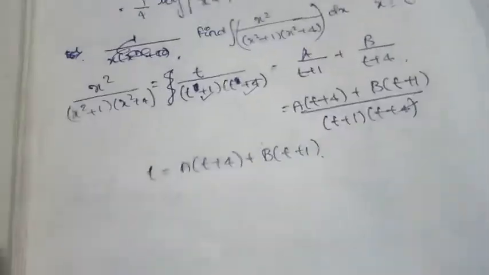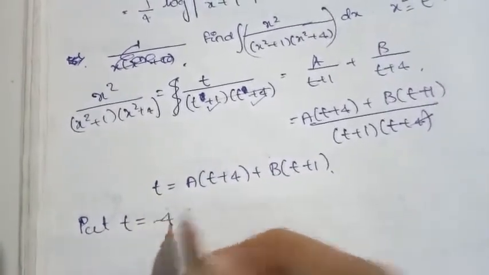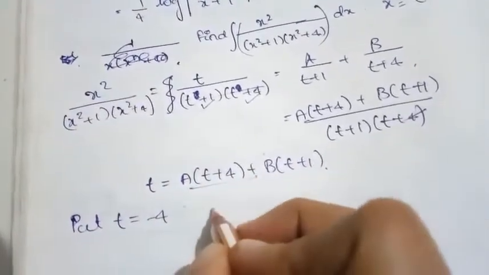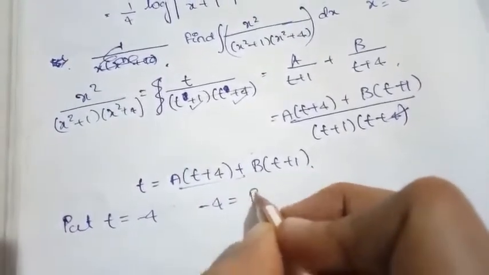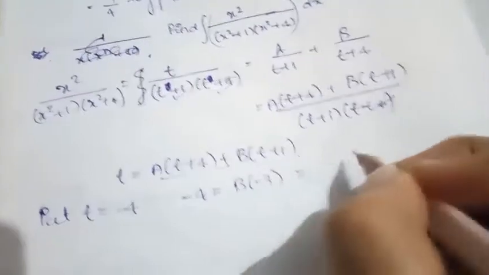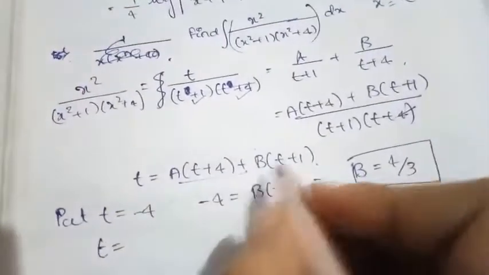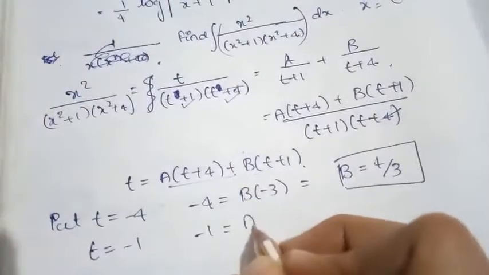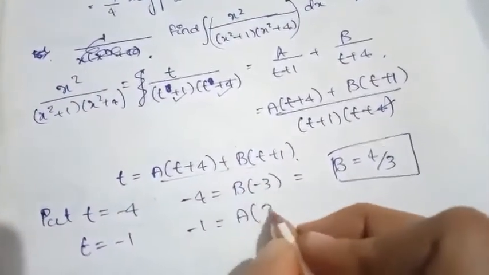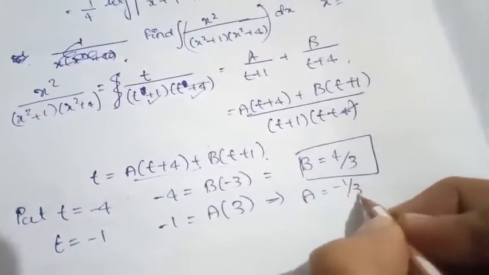Now we need to get the values of A and B, so I'll put t is equal to minus 4. So this term vanishes. Minus 4 is equal to B into minus 4 plus 1, which is minus 3. So the value of B is 4 by 3. Similarly, I'll put t equal to minus 1. This term vanishes. Minus 1 is equal to A into minus 1 plus 4, which is 3. So the value of A is minus 1 by 3.